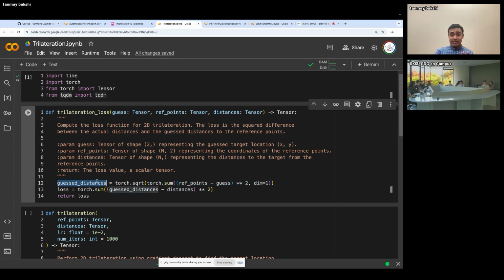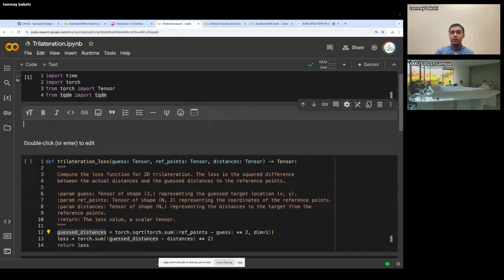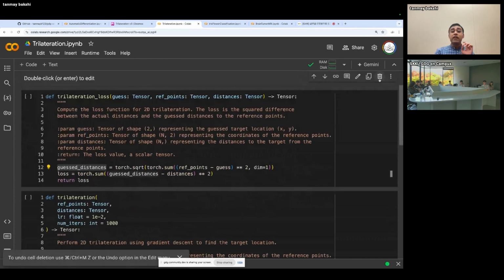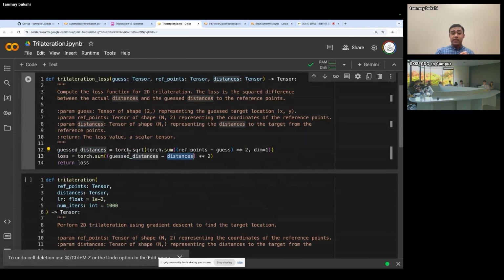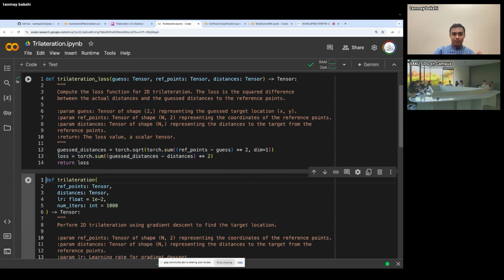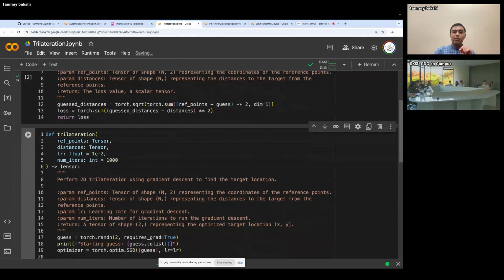And if the guessed distances are equal to the known distances, then the loss will be 0. If the loss is 0, that means the error is 0. That means we've found exactly where we are, right? So there we go. We're going to run that function. And then we've got another function.